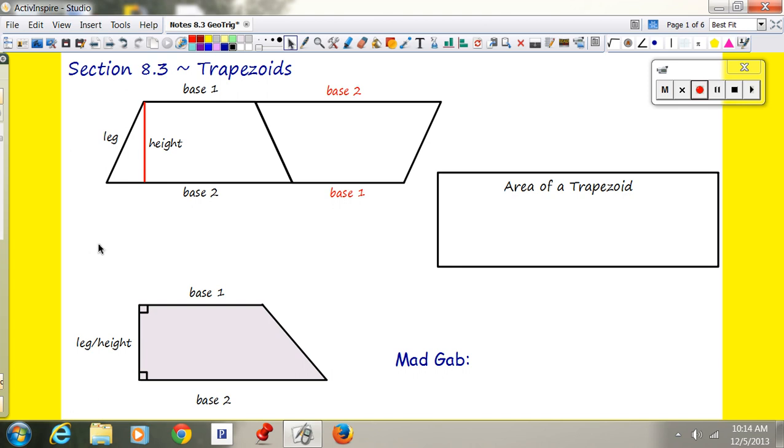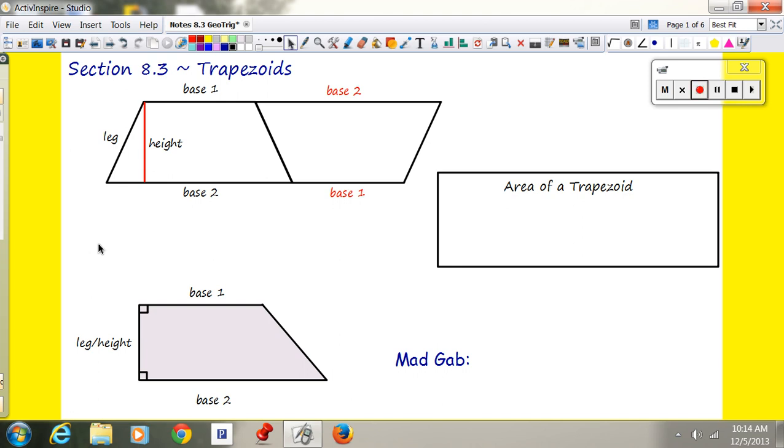Now, if I put two identical trapezoids together, what shape does it make? Another parallelogram, just like we did with triangles. You put two triangles together, you also made a parallelogram. This is just to show how we get our formula for the area of a trapezoid.